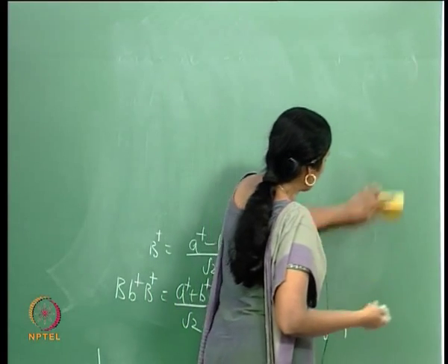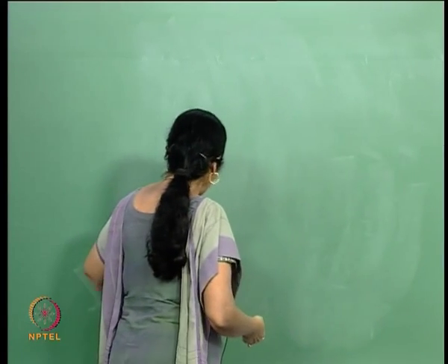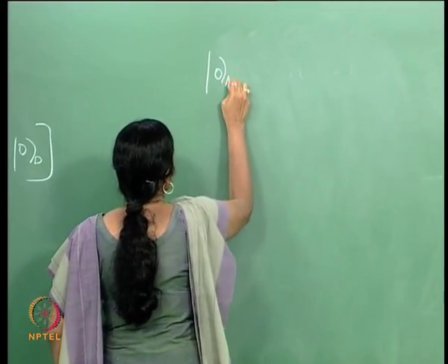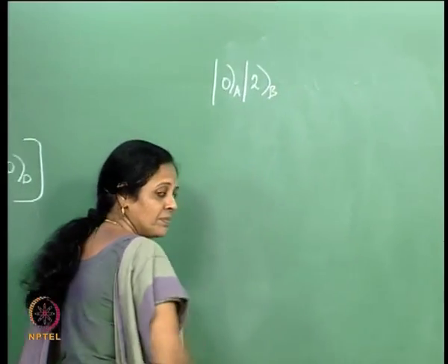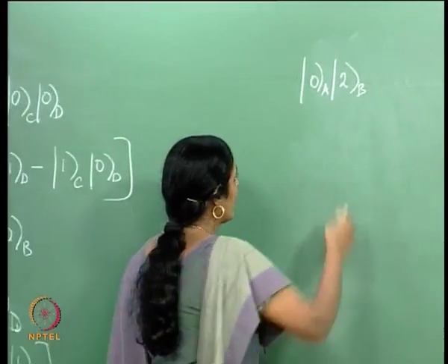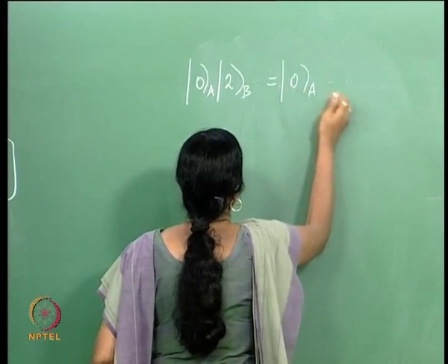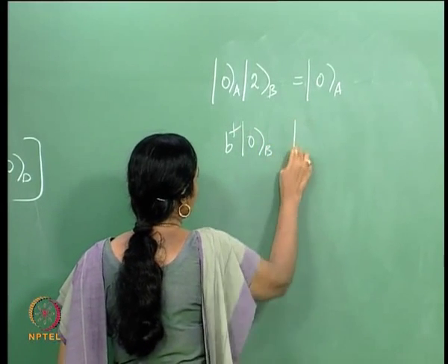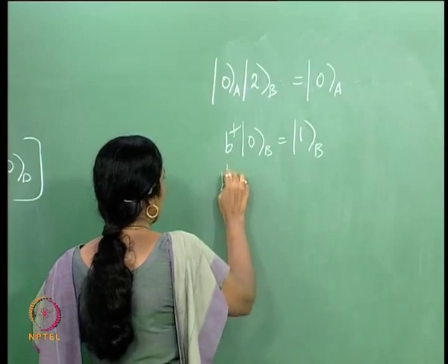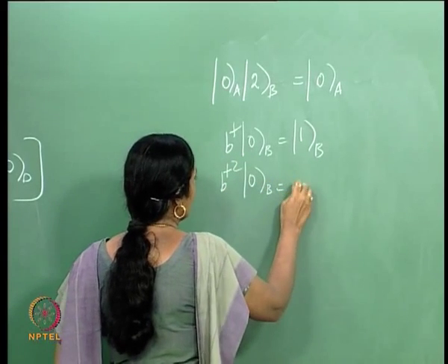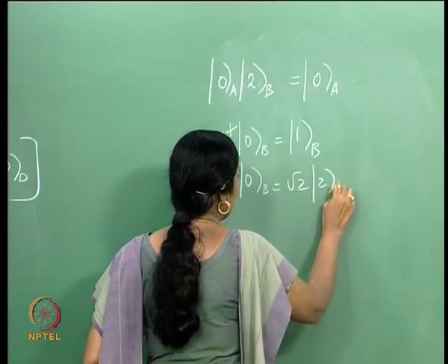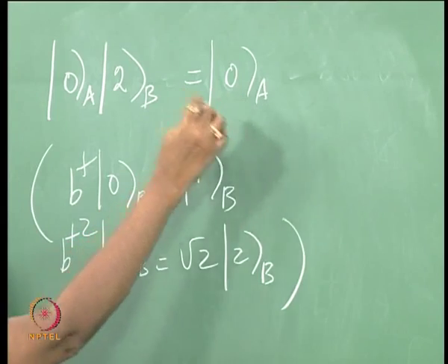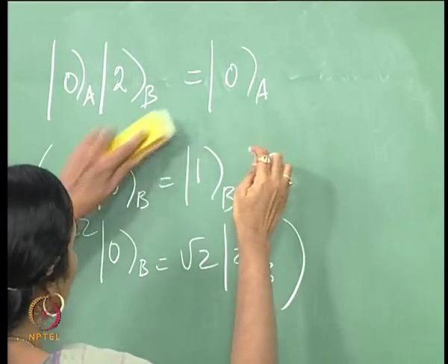Now, let us look at a slightly more complicated situation. By way of exercise, let us consider an input state 0 A 2 B. I would write this as 0 A. When B dagger acts on 0 B, it gives me 1 B, and when B dagger squared acts on 0 B, it gives me root 2 2 B, and therefore, I will write 0 A 2 B as ket 0 A 2 B apart from a root 2.